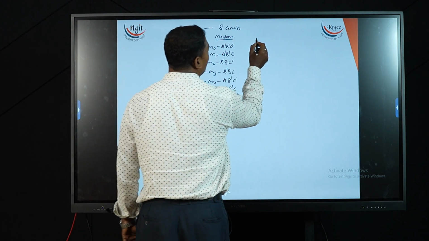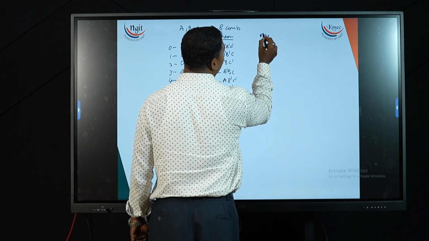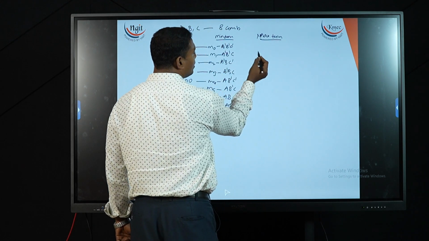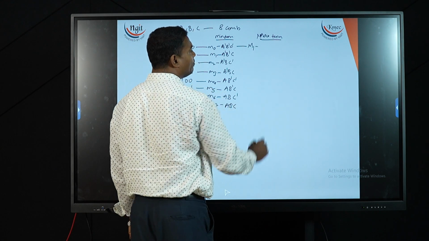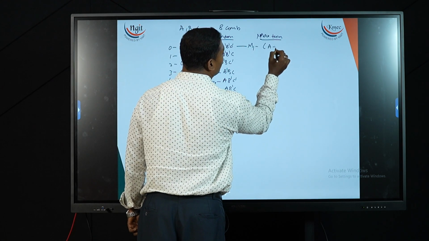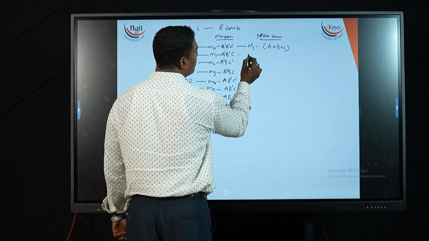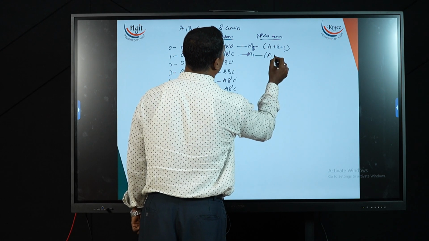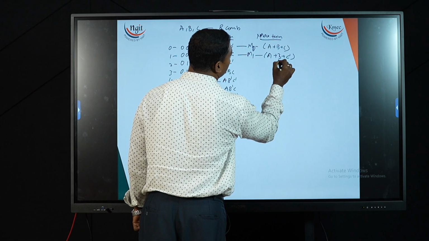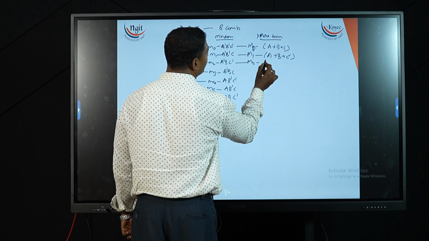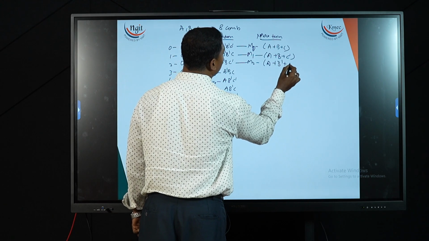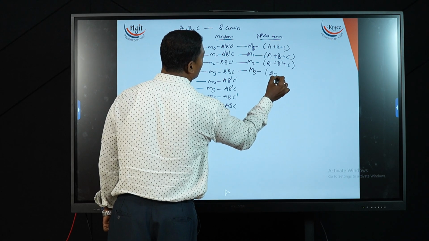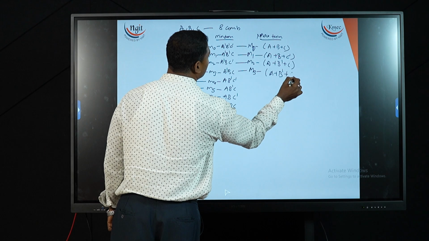Now similarly, I want to represent the max terms. This can be represented as capital M0, and this will be A plus B plus C. This is M0, this is M1, which is A plus B plus C dash. M2 can be written as A plus B dash plus C. M3, capital M3, that is A plus B dash plus C dash.